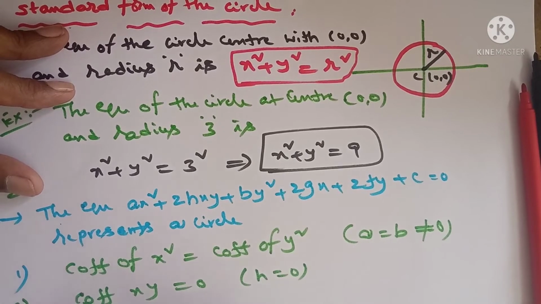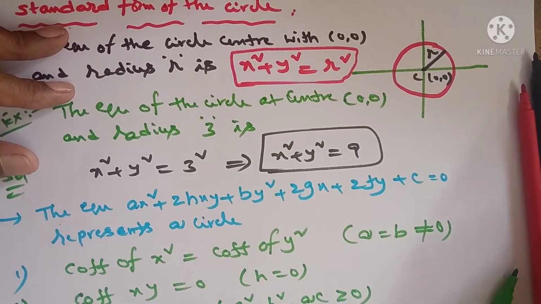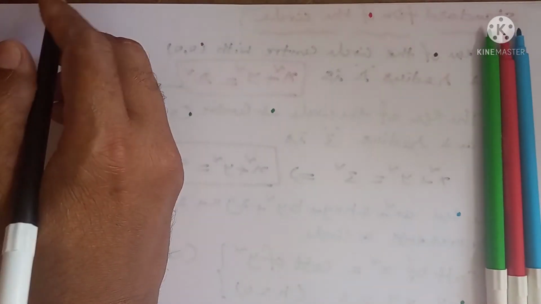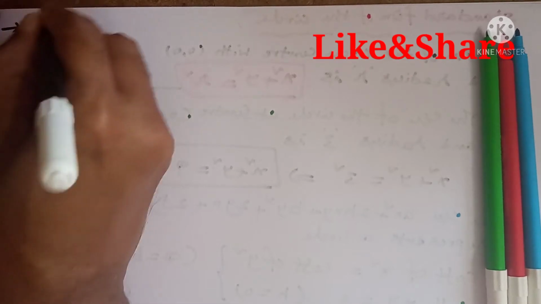Next, the third condition is radius is greater than or equal to 0. What is the radius? G square plus f square minus AC greater than or equal to 0.